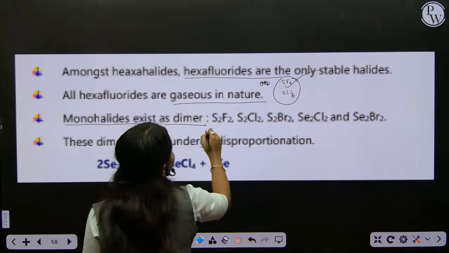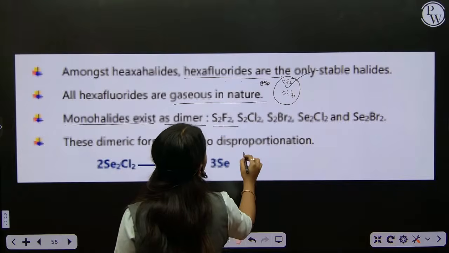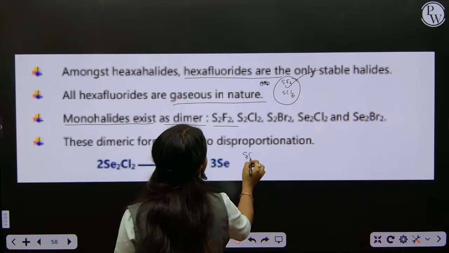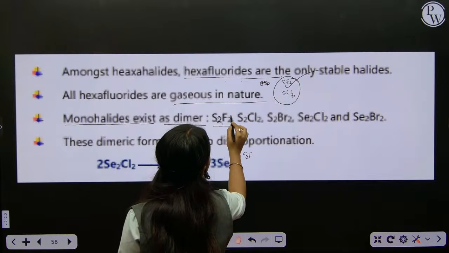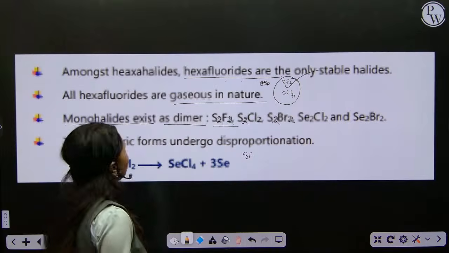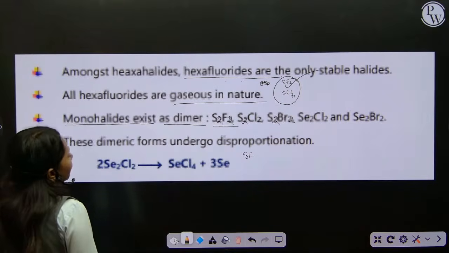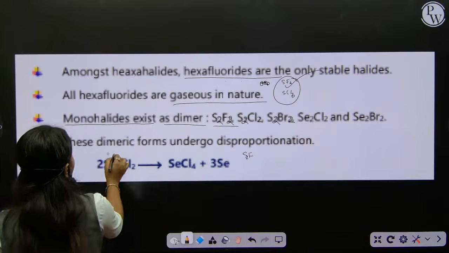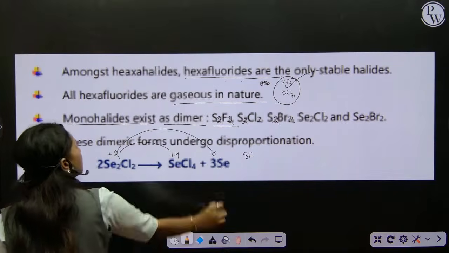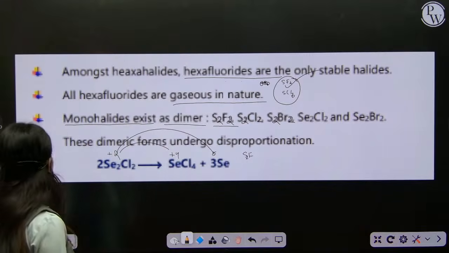Monohalides exist as dimers. Monohalides, meaning single halides like SF, exist as dimers: S2F2, S2Cl2, S2Br2, Se2Cl2. These dimeric forms undergo disproportionation: plus 2 to plus 4 and 0. Okay, they can show disproportionation.